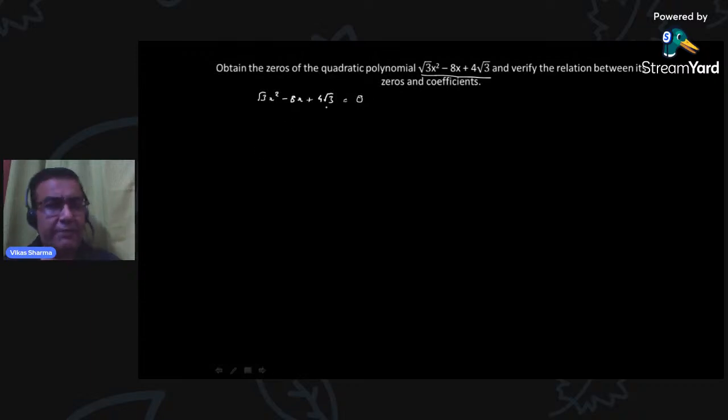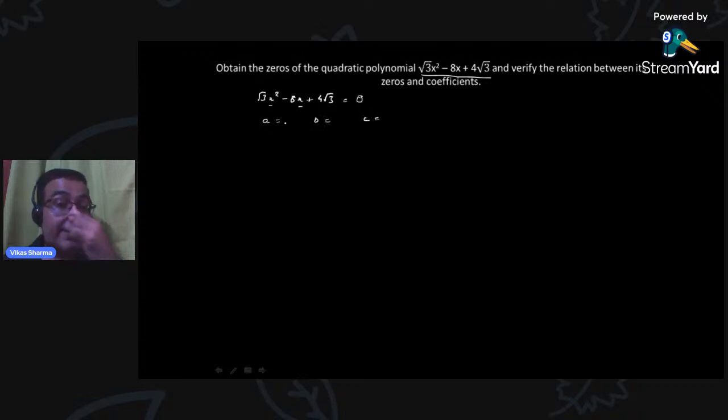Let us look at whether it's already in the standard form. So yes, the x square term comes first, then the x term, and then the constant term. So it is written in the form ax square plus bx plus c. Let's identify what a, b, and c are.